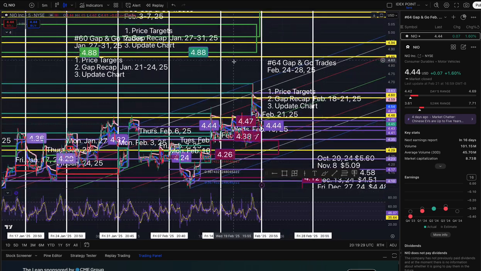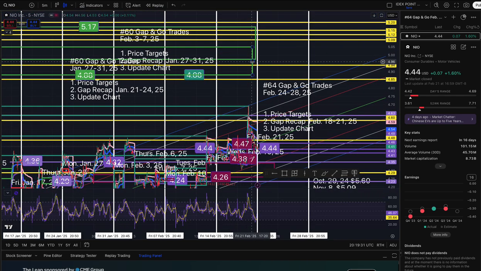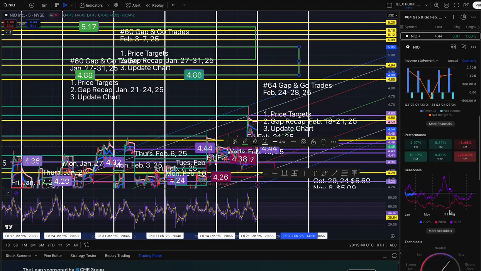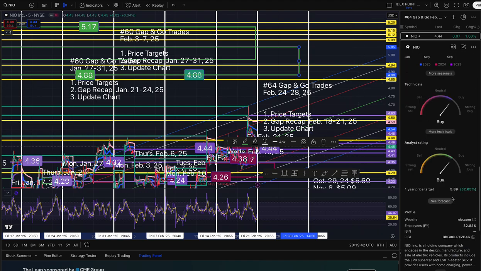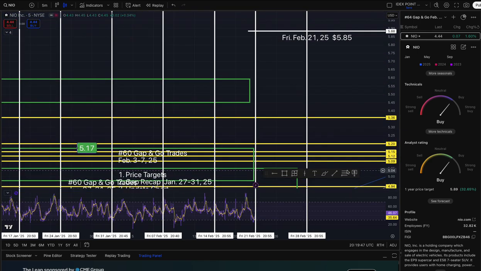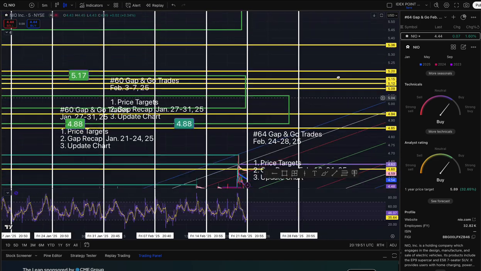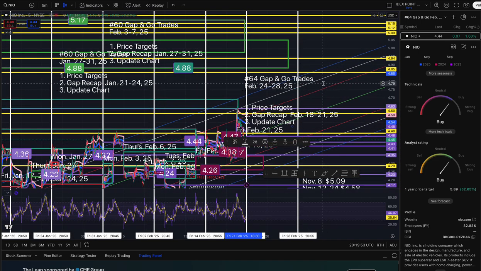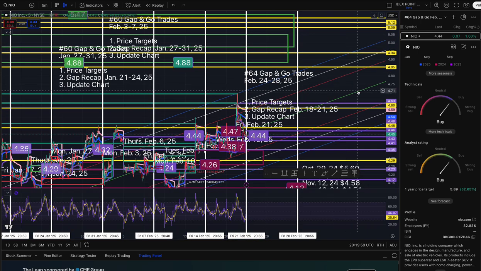There we go. The next gap I will be looking forward to is this one that will take us to 488, and that will close out at 505. The 1 year price target on this is 589. And have I marked that out? I marked it out 585 when I looked at it, so it's been revised. And then we have this other gap. I'll just extend this as well while I'm here. All right, that's enough for NEO.